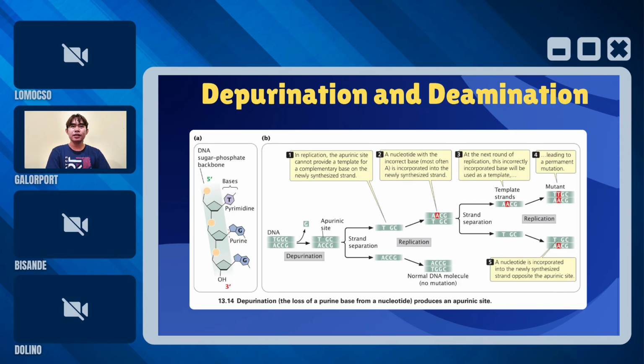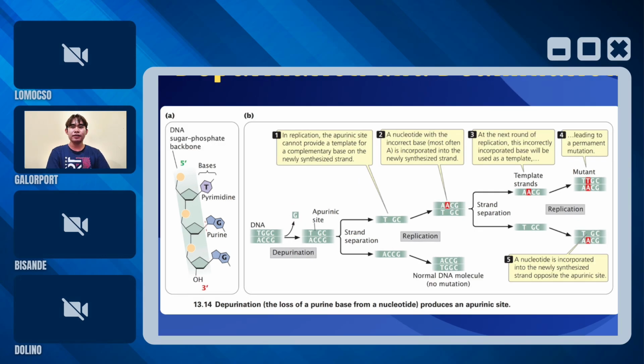Next slide, please. Due to depurination, as you can see, apurinic sites are created. This site cannot provide a template that complements its base pair during replication, leading to an incorrect base, usually adenine, to complete a sequence. In the next round of strand replication, both strands, the one with the apurinic site and the mutant one, serve as a template for a series of gene sequences that leads to the permanent mutation of the genes.